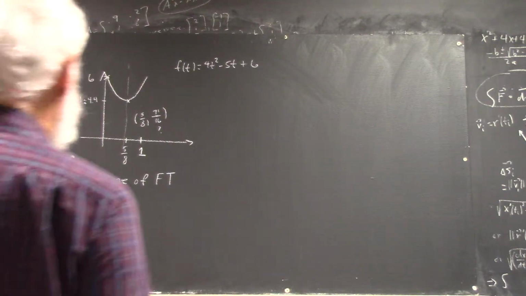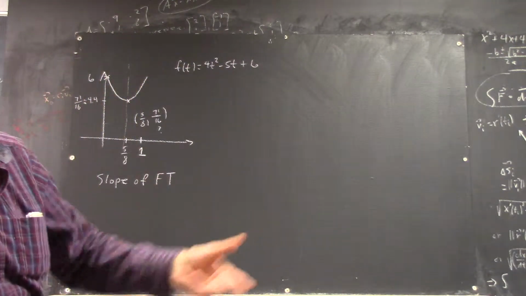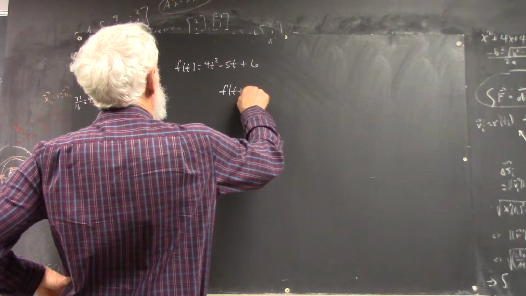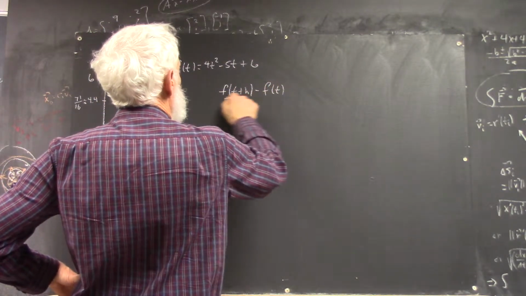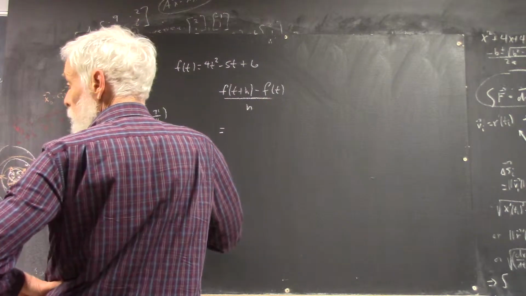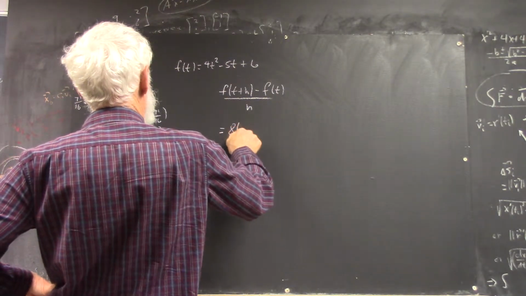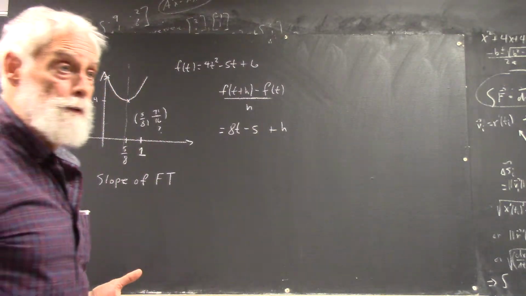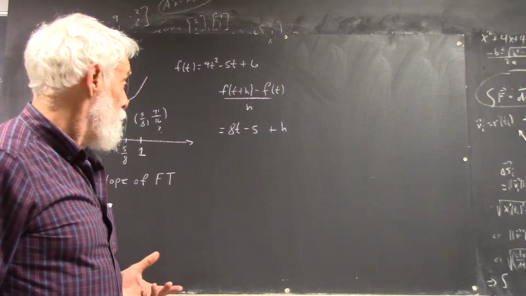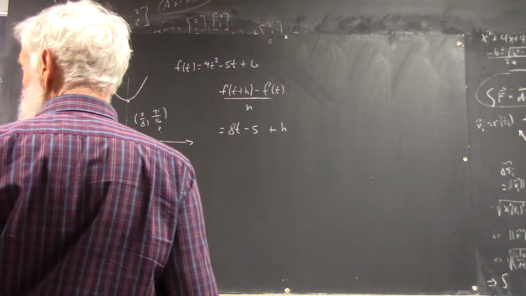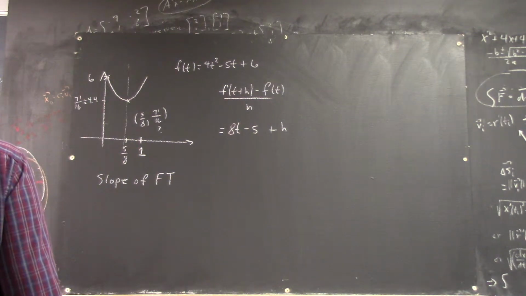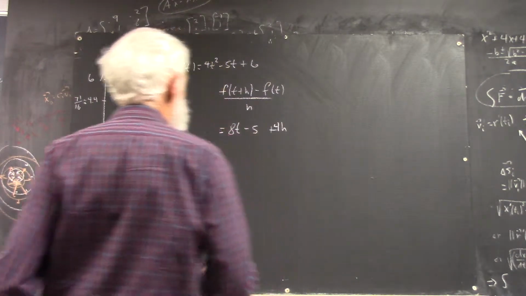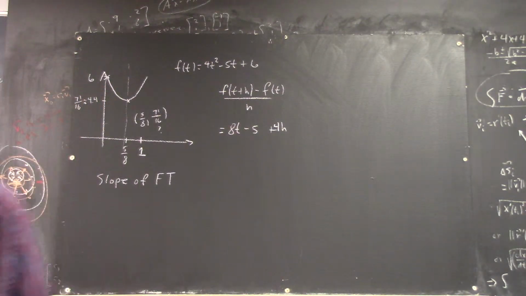So, here's the function we just evaluated the difference quotient for: f of t plus h minus f of t over h, which came out to be, let's make sure I get it right, 8t minus 5 plus h, and that is correct. Okay? Something's wrong. It's 4h. Okay? That is correct now.